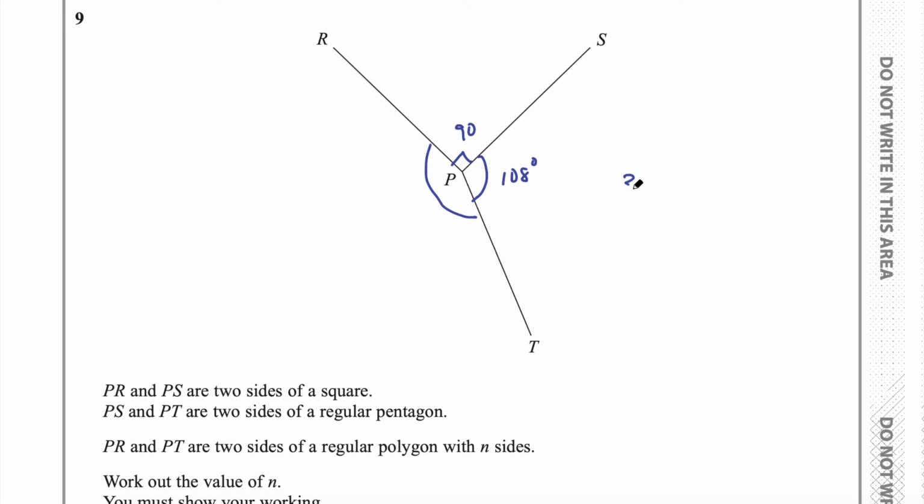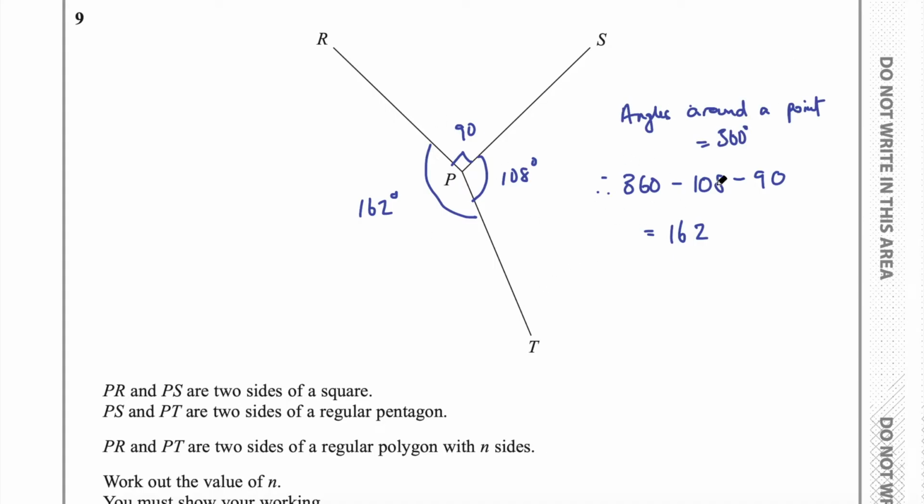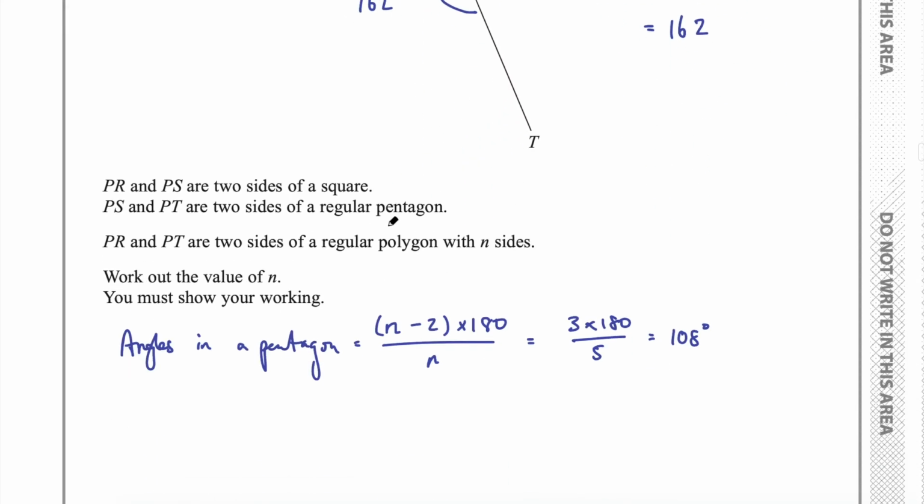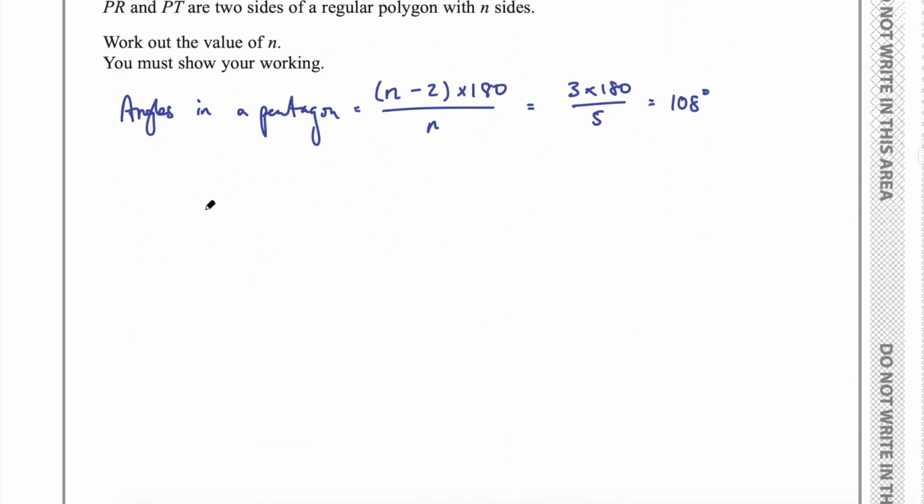Therefore, this angle in here is going to be 360 take 108 take 90, or 360 take 198. That gives you 162. So this will be 162 degrees in here. Because angles around a point add up to 360, I might just write that reasoning down. It's always a good idea to add as much detail as you can to the questions, keeping in mind the time limit. So this is 162. Therefore, we can say for this unknown polygon, n take 2 multiplied by 180 divided by n equals 162 degrees. So I've just reversed that angles in a polygon formula, and now I'm going to solve for n. So I could start by multiplying by n on the right hand side.